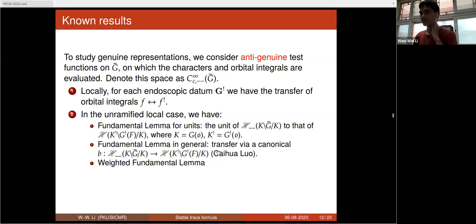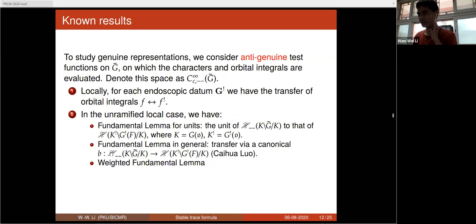So here, I skipped something. In the unramified case, the metaplectic cover splits canonically over K, the group of integral points. So you can define the anti-genuine Hecke algebra for units. And in fact, in this case, you can cook up a canonical map from the anti-genuine Hecke algebra to its endoscopic version. It's by the Satake isomorphism for G tilde. It's another thing which I skip.